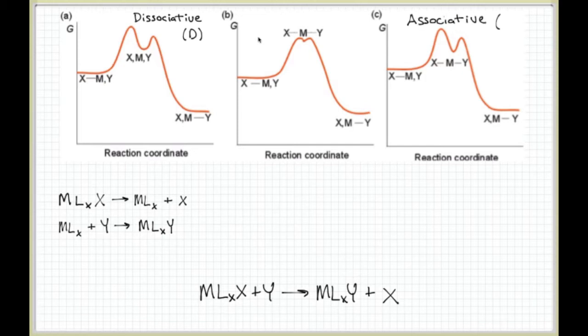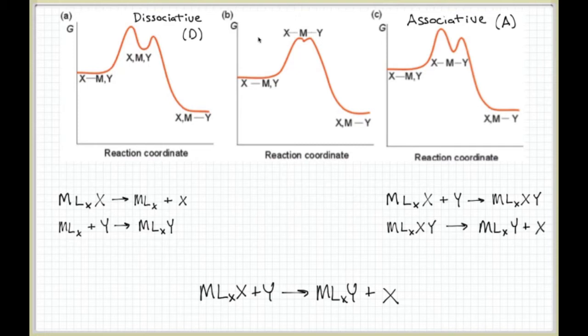The other extreme, I guess, of the mechanisms is associative. In this case, we're going to have an interaction between MLnX, the complex, with Y to form an intermediate in which both X and the incoming ligand Y are coordinated to the metal, and then that intermediate would break down to produce the product MLnY plus X, the outgoing ligand.